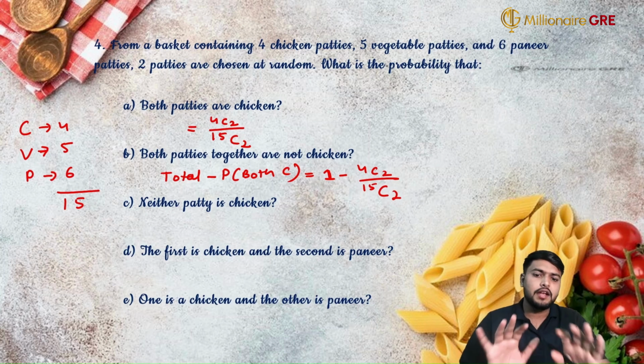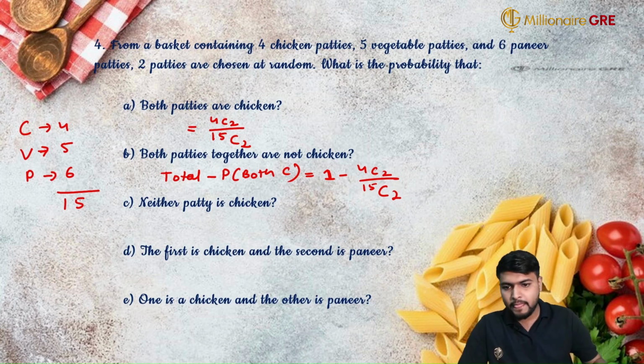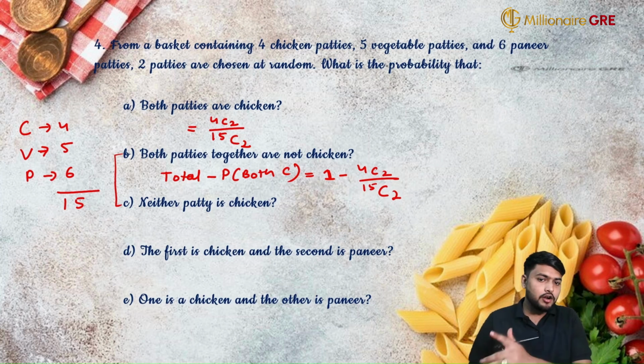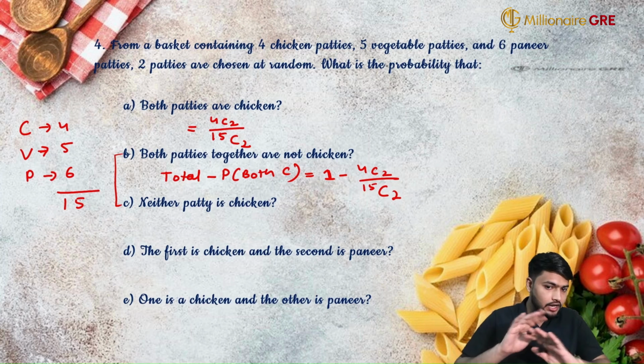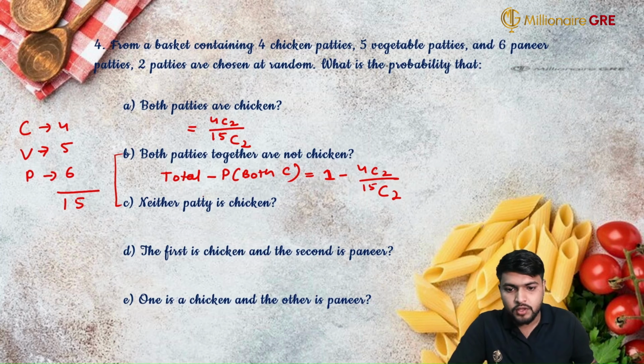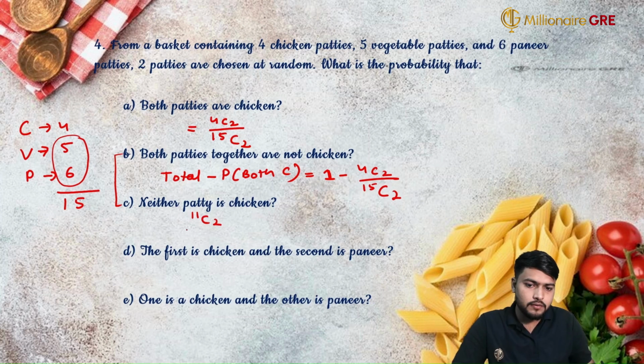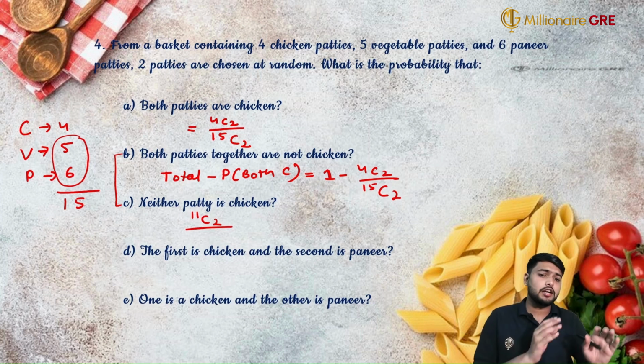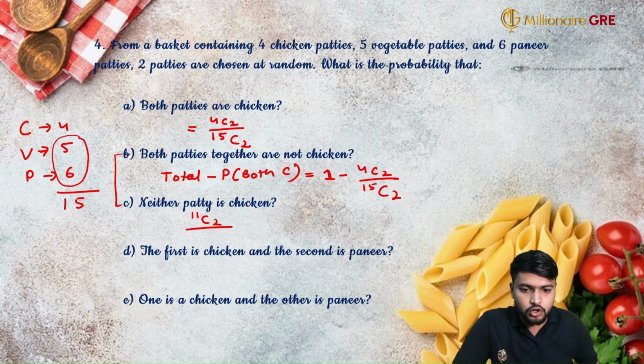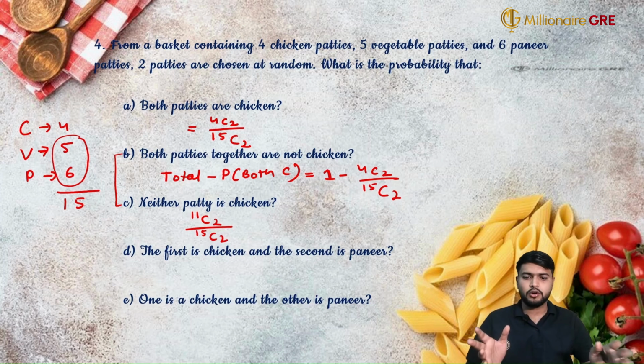C part is neither patty is a chicken. Now C and B are different. In B, one of the patty can be chicken, but in C, neither is chicken. So how many non-chicken patties are there? There are total 11 non-chicken patties. So 11C2 are the favorable cases in which you select 2 non-chicken patties. Total ways to select any 2 patties out of total patties is 15C2.